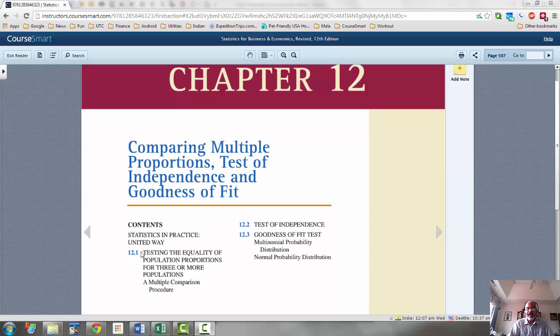Now, one commonality among all of these three different sections is that in each of them we will be using the chi-squared test. We introduced chi-squared in chapter 11, so we're going to use the chi-squared distribution in each of these three different sections.